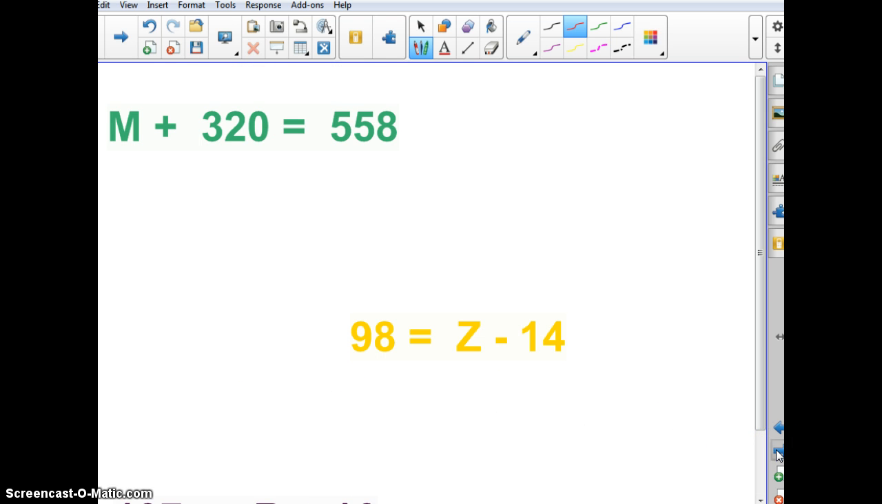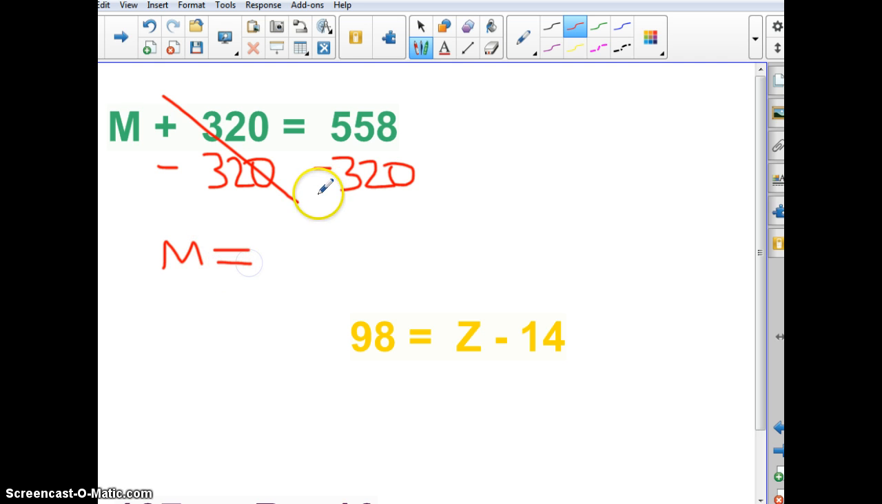Moving on, we'll do a few more examples. Let's do a couple with bigger numbers. Let's have m by itself. To find m by itself, we'll do the opposite. The opposite of adding 320 is to subtract 320. I'm going to do the same thing on both sides. What you do to one side, you have to do to the other. This now is canceled out, and I'm left with m all by itself. When I subtract these, I get 238.